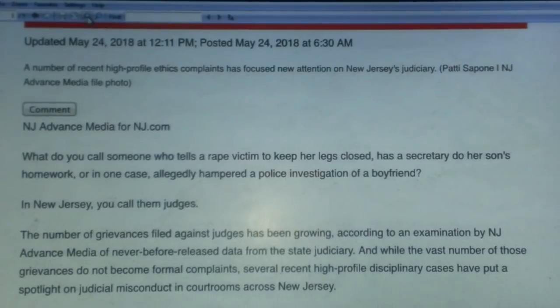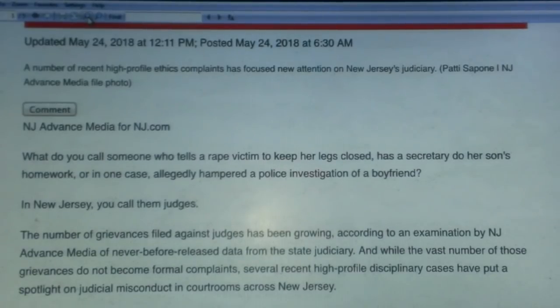It says right here, a number of recent high-profile ethics complaints has focused new attention on New Jersey's judiciary. Patti Sapone, New Jersey Advance Media file photo. What do you call someone who tells a rape victim to keep her legs closed, has a secretary do her son's homework, or in one case allegedly hampered a police investigation of a boyfriend? In New Jersey, you call them judges. You see that, family? Let me read on.